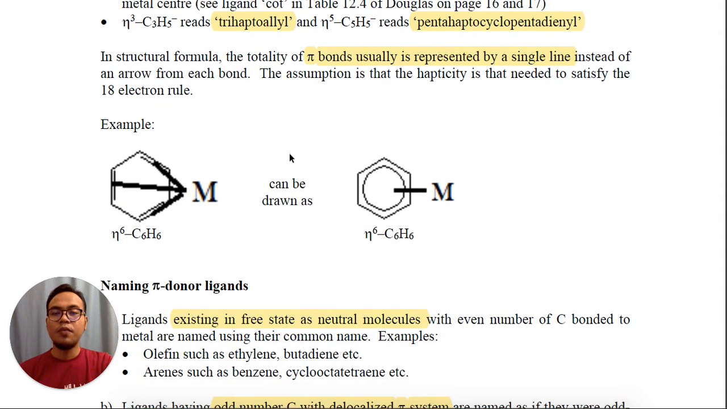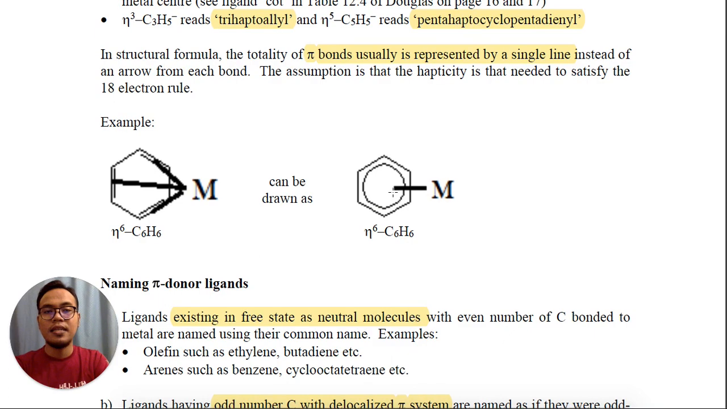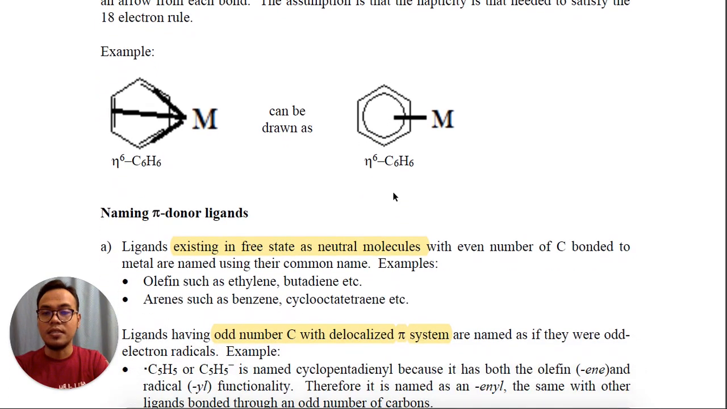So in the structural formula, the totality of pi bonds usually is represented by a single line instead of an arrow from each bond. For example, this is eta 6, hapto 6 C6H6. This is benzene. So it is clearly denoted by one single line. So one single line represents actually the totality of pi bonds. Okay.